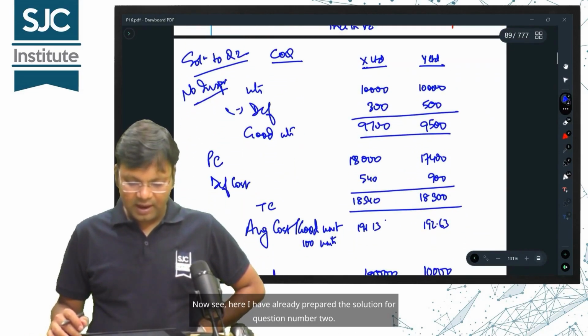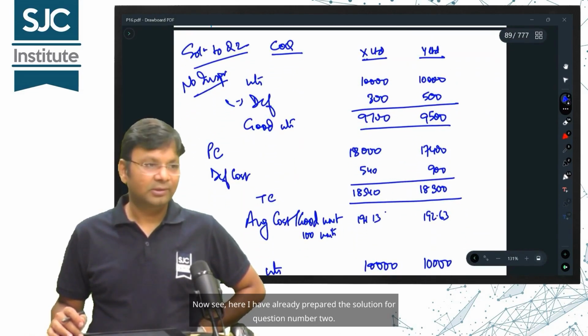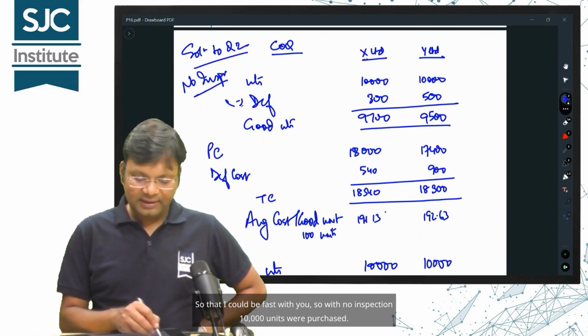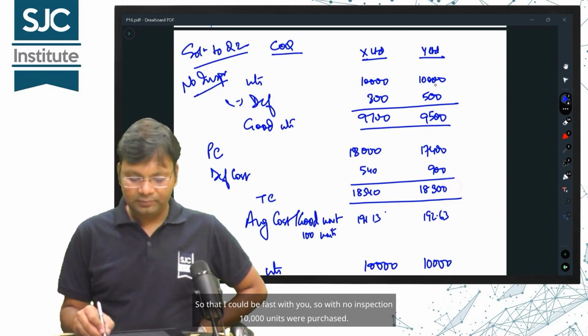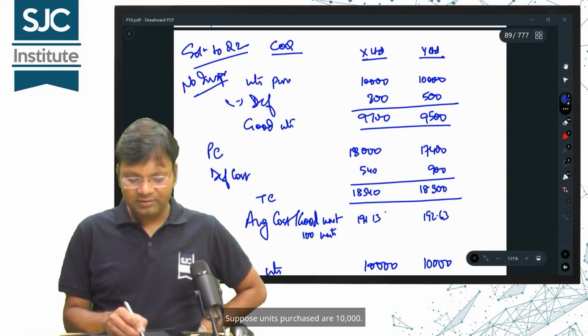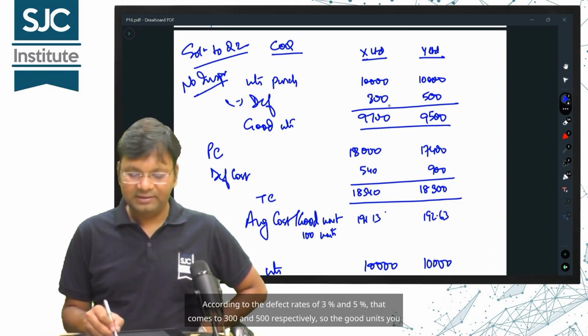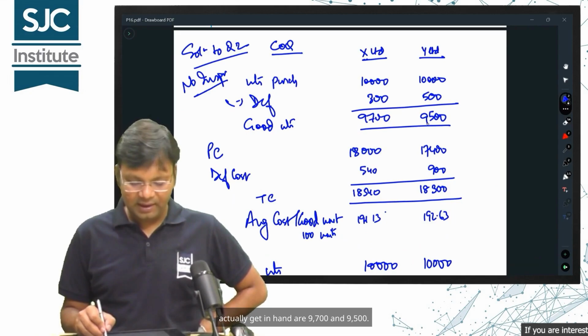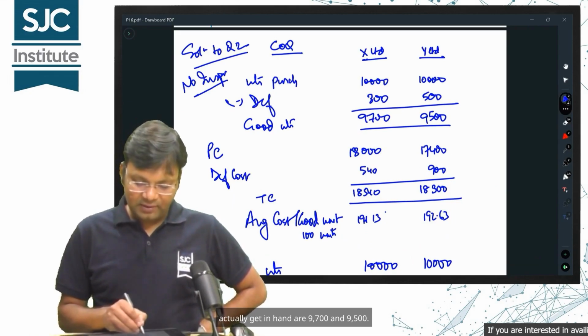Now see, here I have already prepared the solution for question number 2, so that I could be fast with you. With no inspection, suppose units purchased are 10,000. According to the defect rates of 3% and 5%, that comes to 300 and 500 respectively, so the good units you actually get in hand are 9,700 and 9,500.